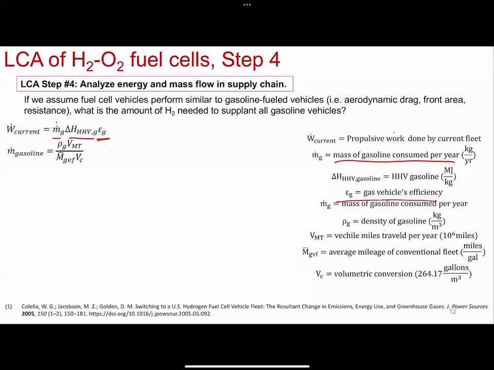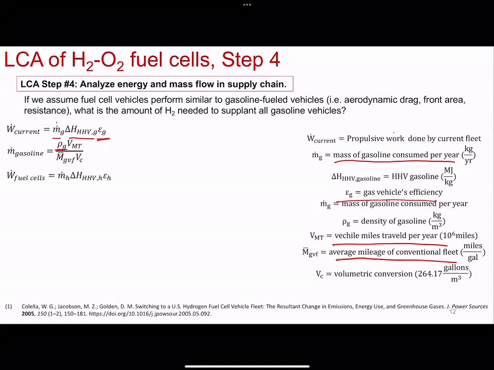Okay, so then you say, what is the mass of gasoline? Well, that's just the density of gasoline. You look this up, it's about 750 kilograms per cubic meter. You also look up the vehicle miles traveled per year. So we're talking about a year. According to the EPA, that's on the order of 10 to the 6 miles. And then I'll divide that by the average mileage of conventional fleets. So how many miles can you go per gallon on average?